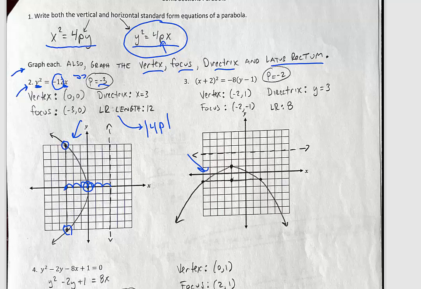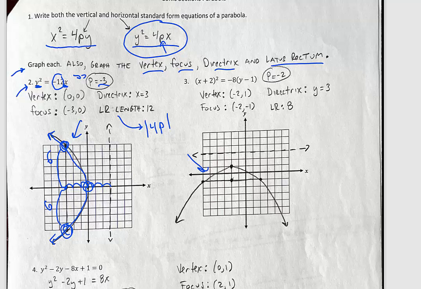So if the overall length of the latus rectum is positive 12, that means I'm going to go up 6 from here, down 6 from there for an overall length of 12, and that's how I get those coordinates. Once I have those coordinates, then I can graph my parabola going through the vertex and going through those endpoints of the latus rectum. All right, question 3.